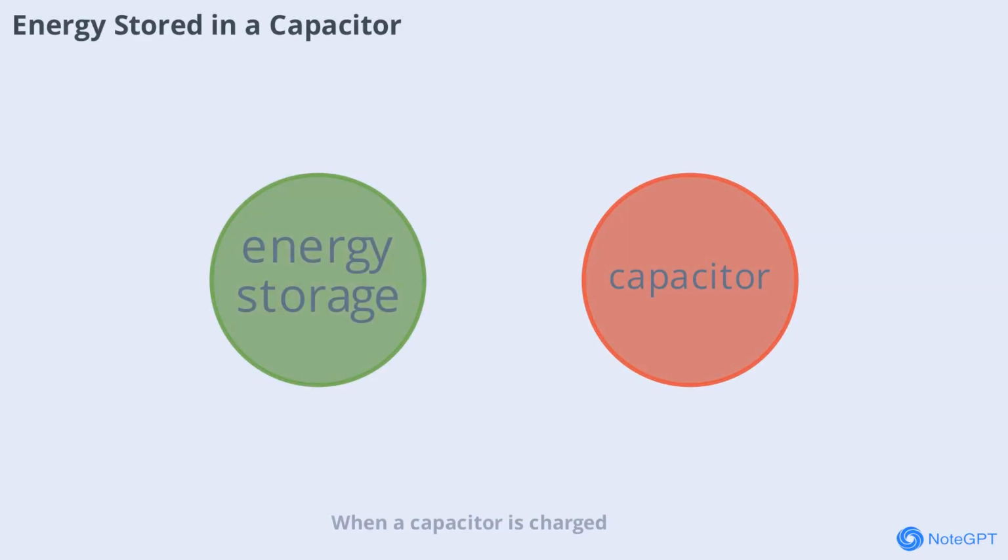When a capacitor is charged, it stores energy in the electric field between its plates. The energy stored is given by the formula E equals a half CV squared, where C is the capacitance and V is the voltage. This stored energy can be released quickly, making capacitors useful in applications like camera flashes and power backup systems. Understanding how capacitors store and release energy is essential for designing efficient electronic devices.